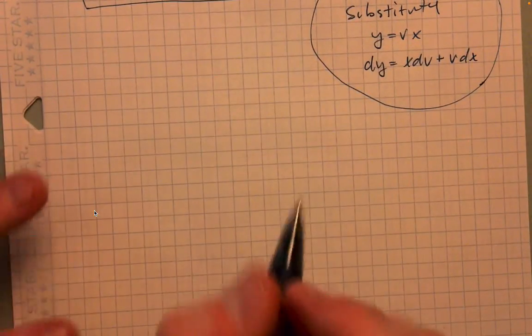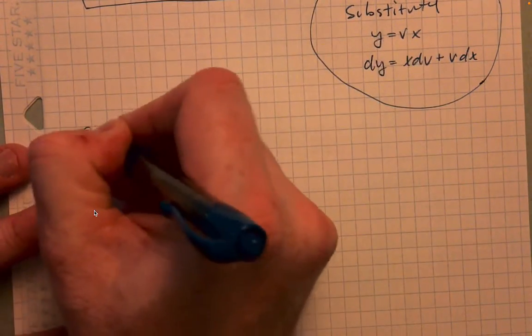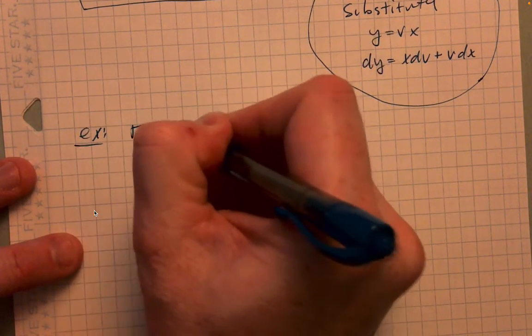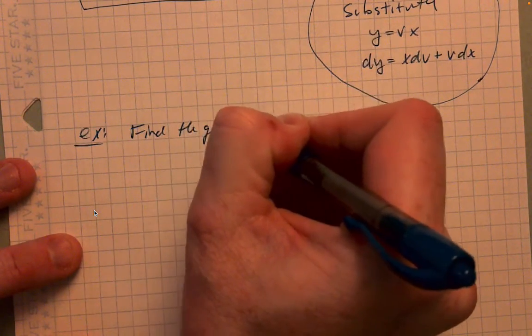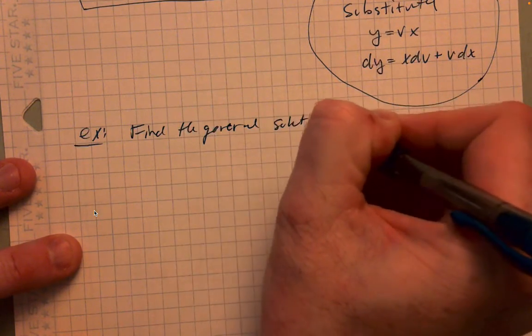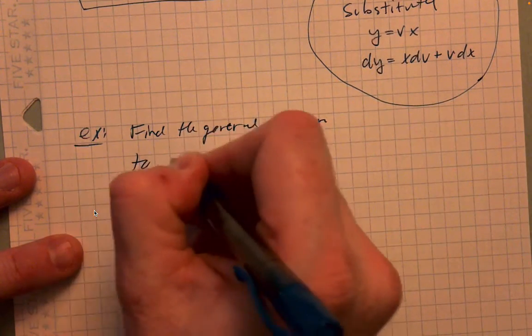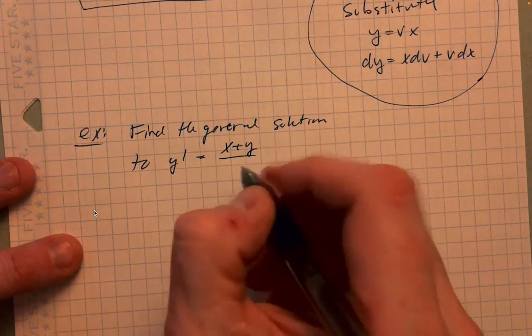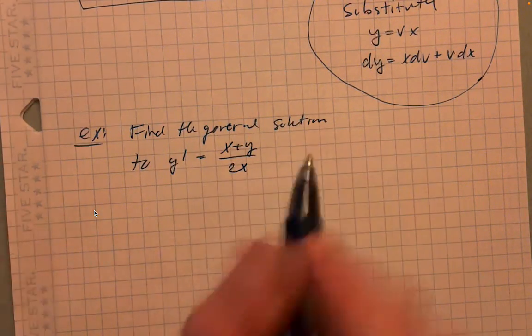Let's take about 5 more minutes. So we'll do one more example. So find the general solution to y prime equals x plus y over 2x.